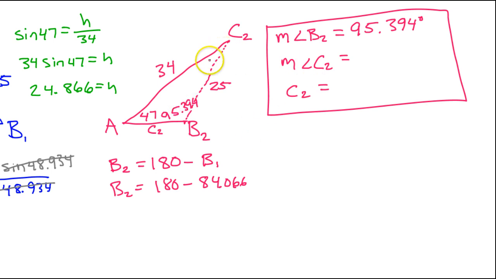Okay, to find the measure of angle C2, I could just subtract these two angles from 180. And that is giving me 37.606 degrees.